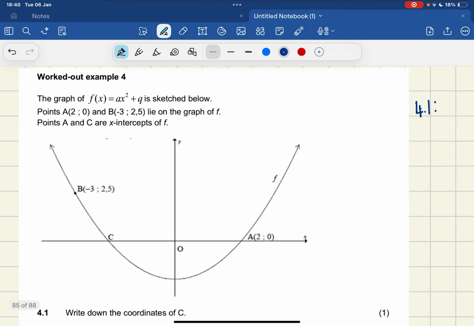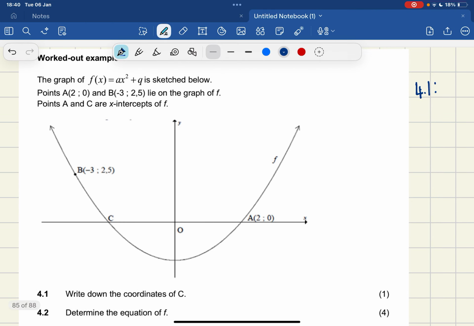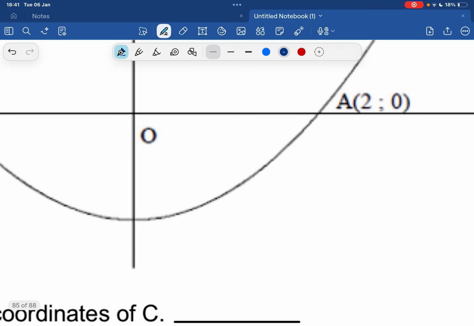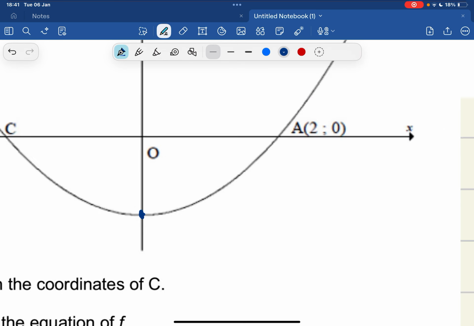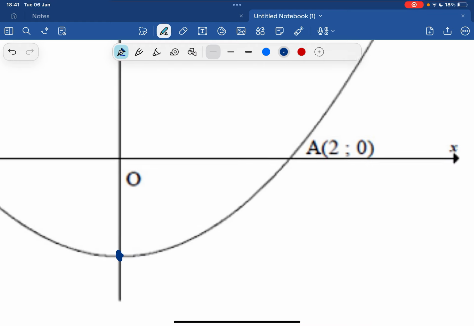So we said here in question 4, we're given a graph, f of x is equal to x squared plus q, and it's sketched below. Point A is 2, 0, point B is negative 3, 2.5, and they lie on the graph of g, and points A and C are x-intercepts. Now, I want you to remember something. X-intercepts have the same distance from your turning point. And our turning point would be here.